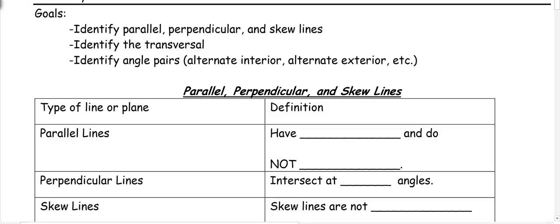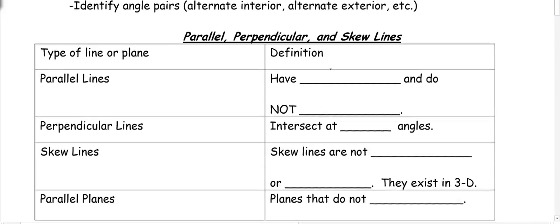This video is about identifying parallel, perpendicular, and skew lines, identifying the transversal, and identifying angle pairs. So first let's talk about what parallel lines, perpendicular lines, and skew lines are. Parallel lines are lines that have the same slope and they do not intersect.